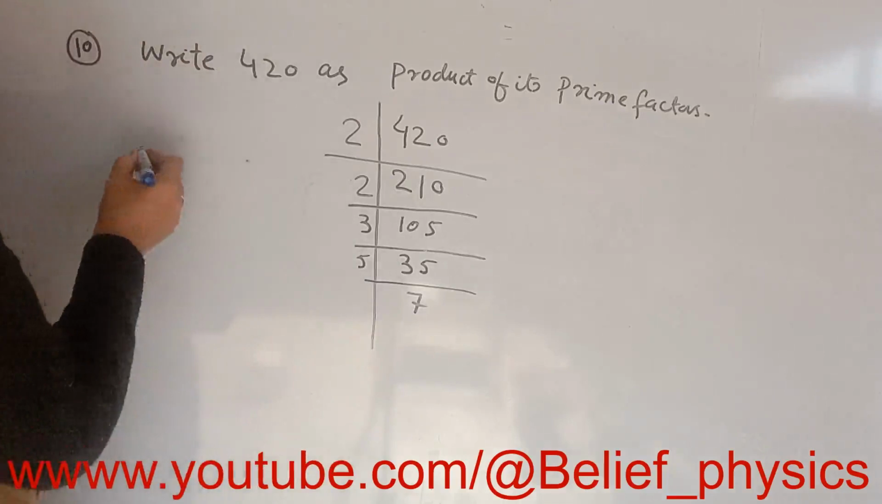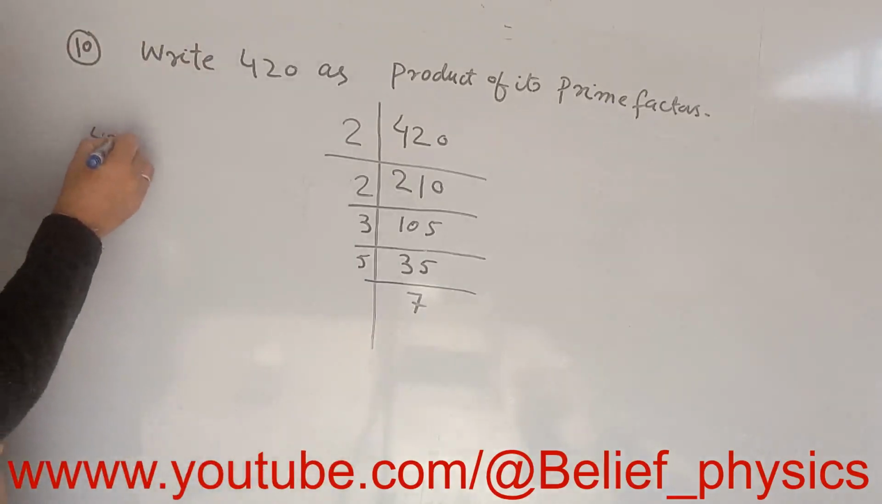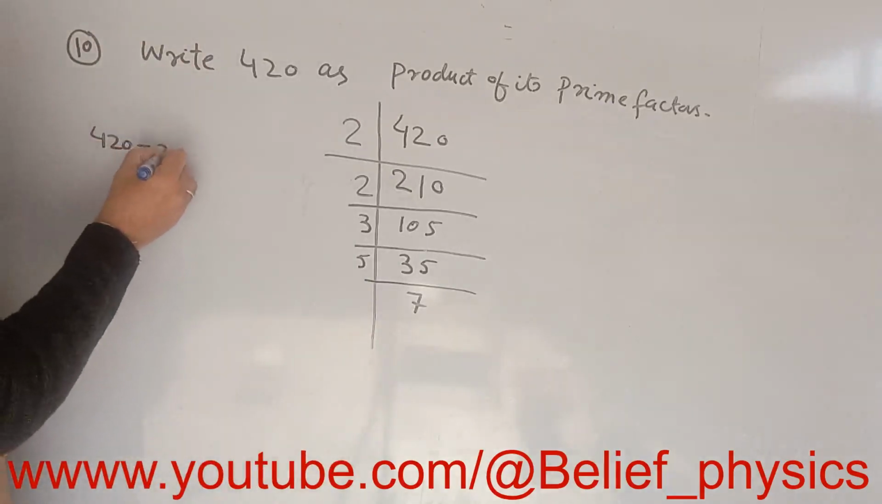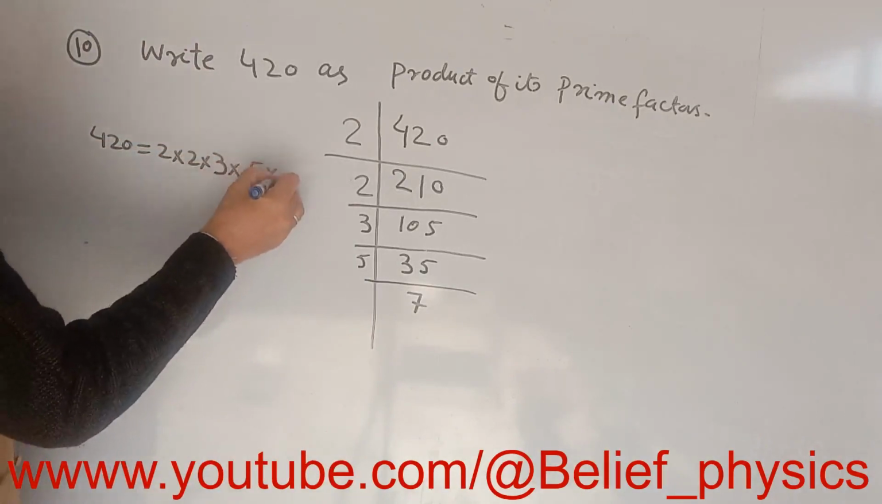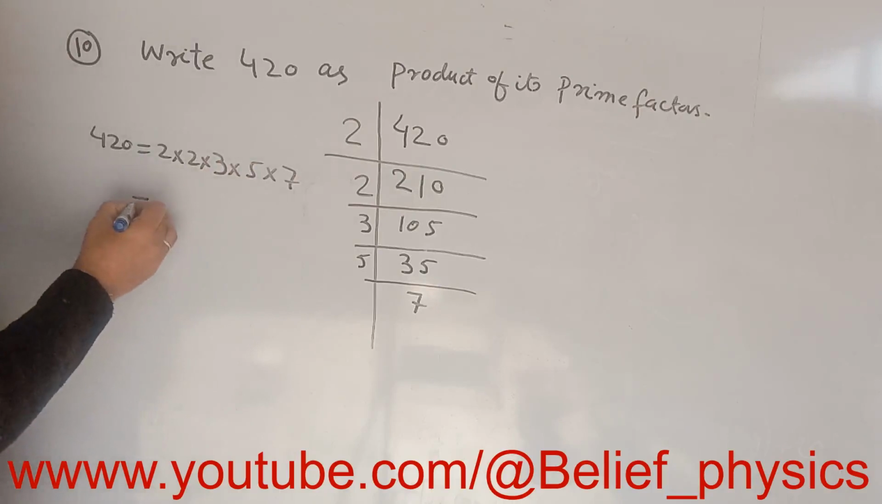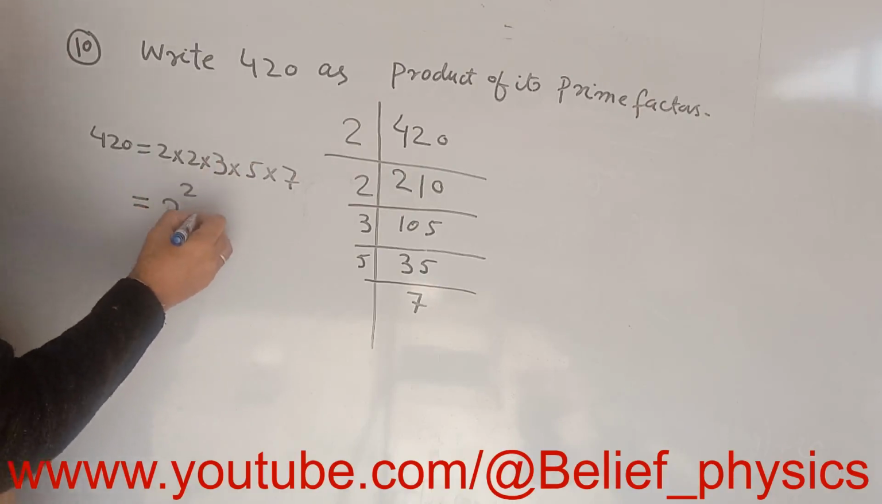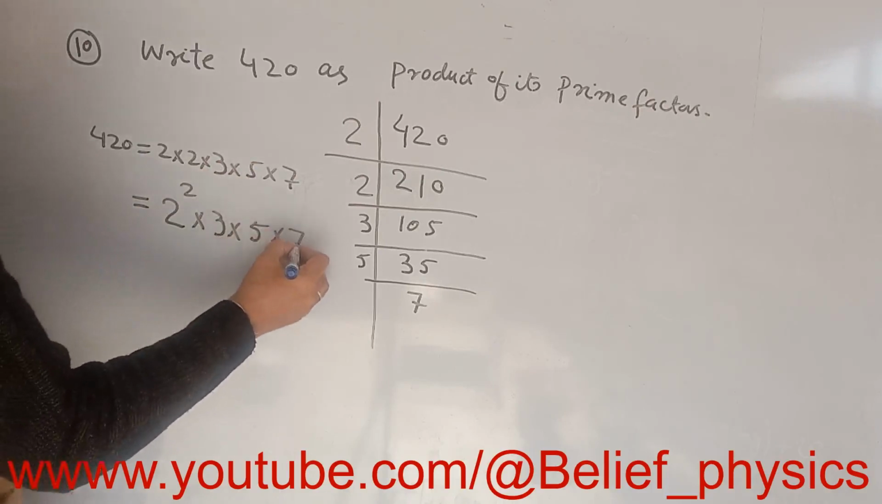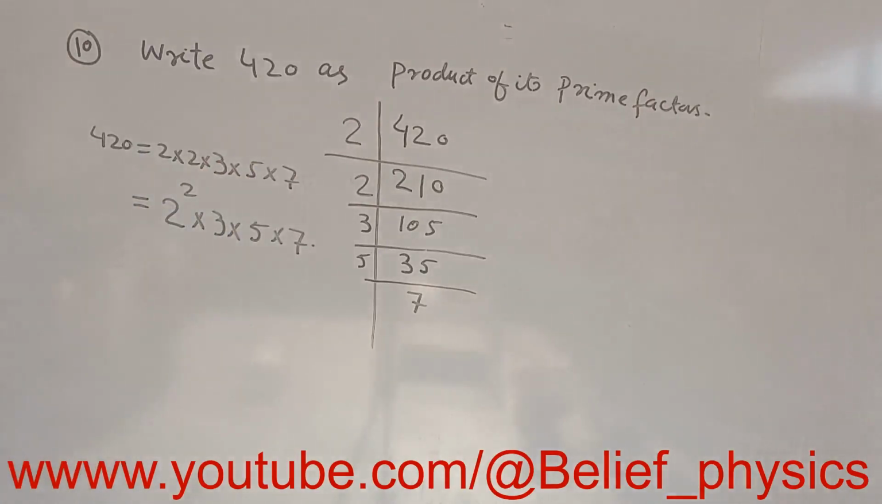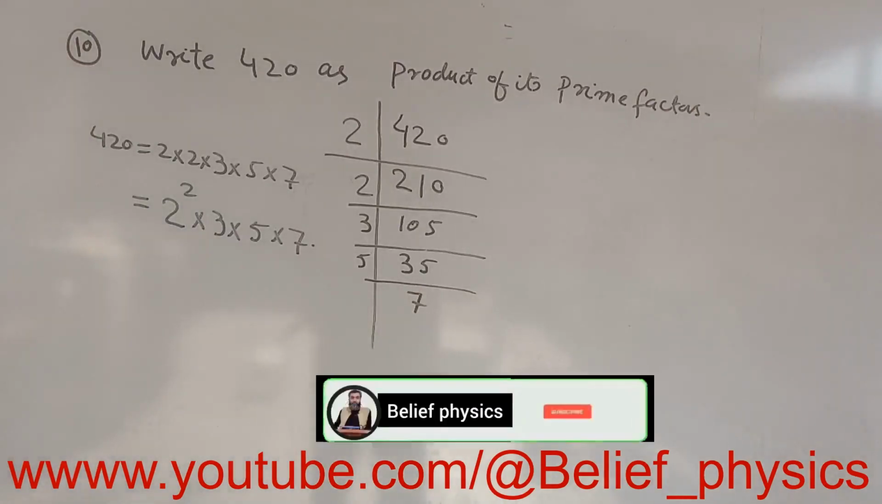So 420 can be written as 2 times 2 times 3 times 5 times 7, or you can write it as 2 square times 3 times 5 times 7. 2, 3, 5, 7 are all prime numbers. So we have written 420 as a product of its prime factors.